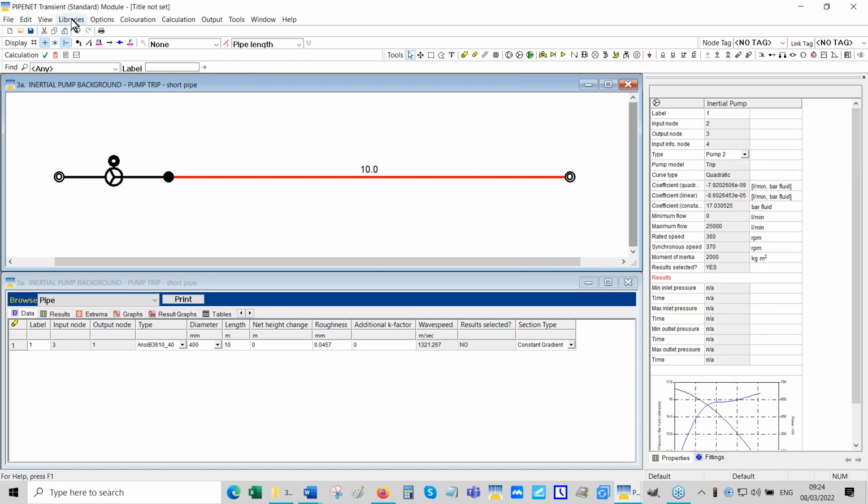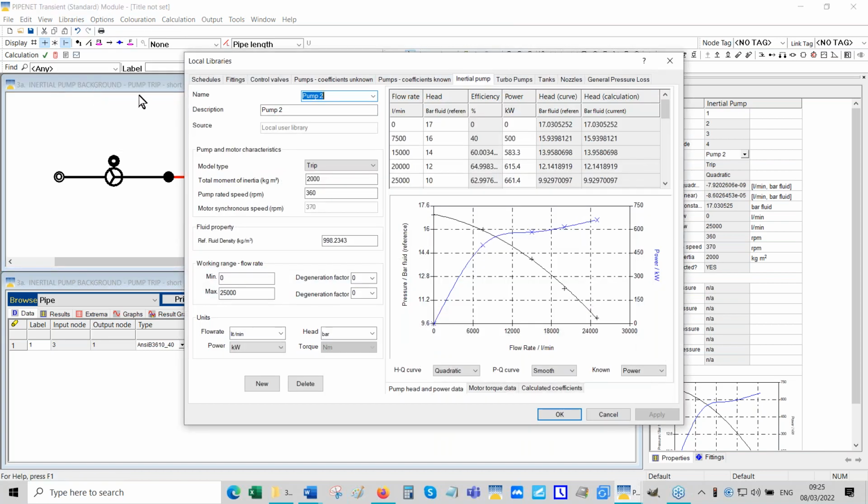And let's have a look to see what you've specified in the library. See, because it's a pump trip, this is what I said. You can select the efficiency or the power, and that's this graph here. And the pump performance curve is the usual pump performance curve. It's the same. That's the way you define the pump curve with a simple pump. Okay.